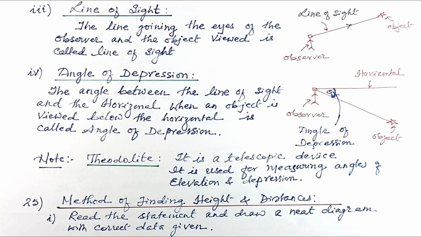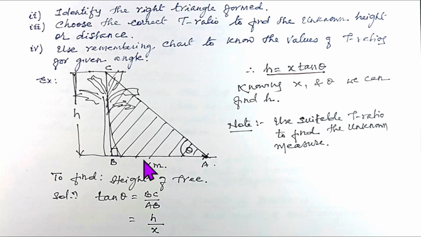Now what is the method of finding the heights and distances? See, we follow a certain procedure to find the height and distances. The first important step is now read the statement and draw a neat diagram with correct data given. So whenever you are asked to find out any height or distance, first of all read the statement correctly, draw a neat diagram with the data given. So this is what I have drawn here. Let me explain this afterwards.